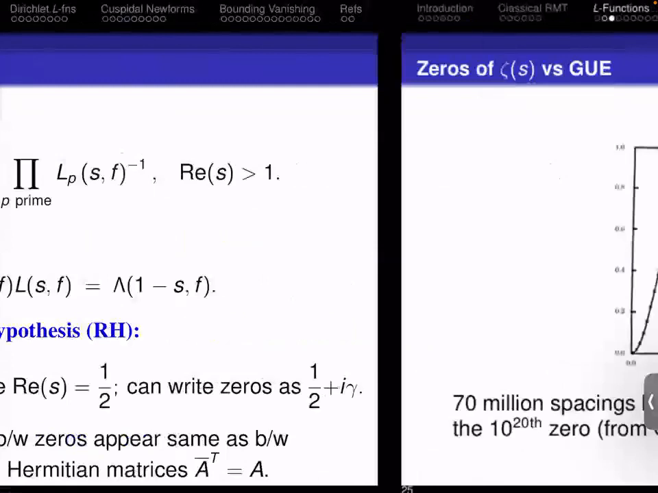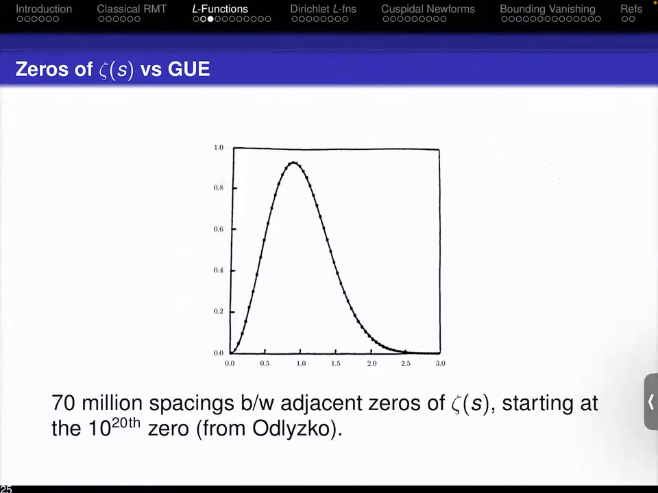All right, so what do I mean by this? Well, here is a beautiful picture from Odlyzko looking at 70 million adjacent zeros starting at the 10 to the 20th zero. And it's remarkable the agreement you have between the spacings between zeros. How often are you the average spacing? How often are you twice the average spacing? And just incredible agreement between random matrix theory and number theory.